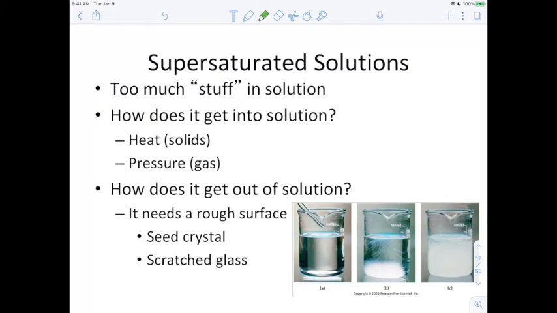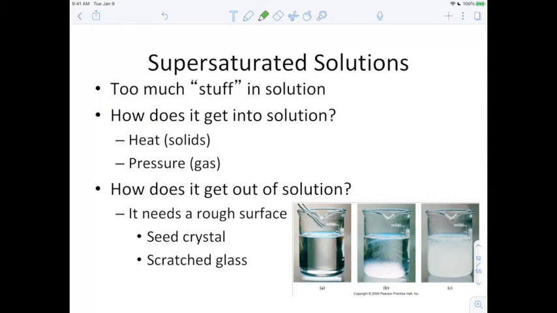For a gas, we find that by putting it under pressure, that's how we get it into solution. And that's what they do when they're bottling soft drinks. They put it in a very high pressure environment, and that pressure pushes the gas down into solution. It needs to come out of solution though. Eventually, it has to come out. It does not belong there.